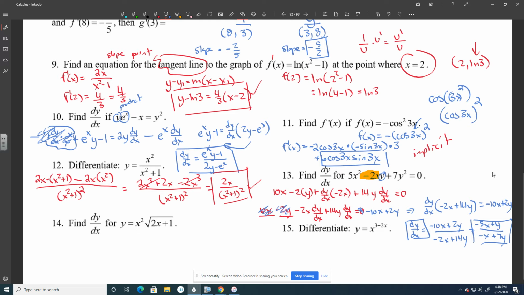Okay. All right, number 14. Find the derivative for y equals x squared times root 2x plus 1.